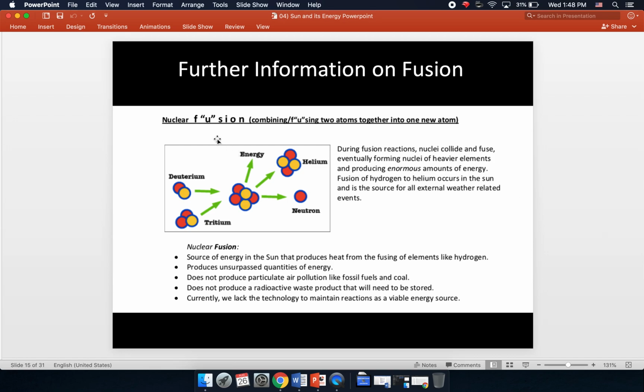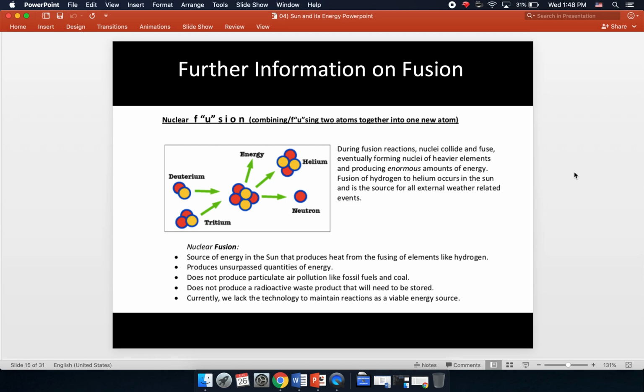Okay, here we've got the U in fusion emphasized, all right, along with the U in fusing here. So we're emphasizing that nuclear fusion is the combining or fusing of two atoms together into a new atom in order to release energy. All right, during fusion reactions, nuclei or atoms collide and fuse, eventually forming atoms of heavier elements and producing enormous amounts of energy.